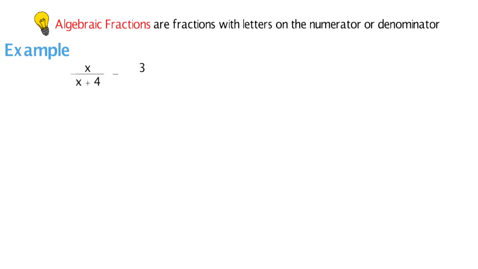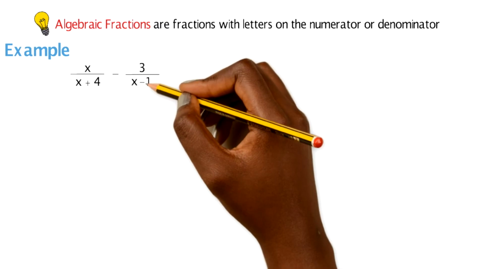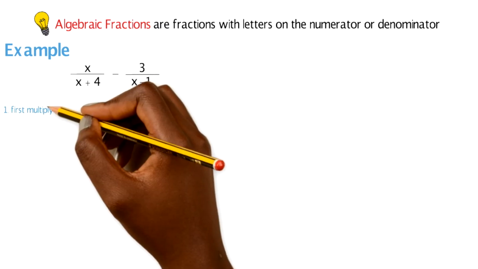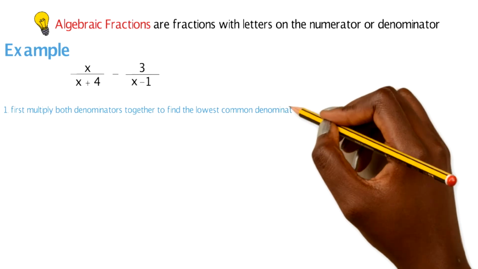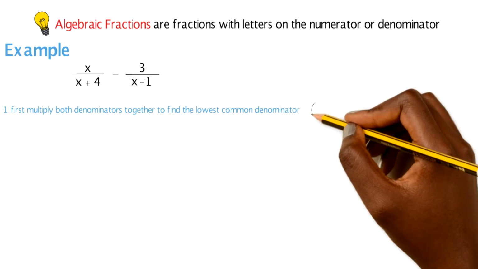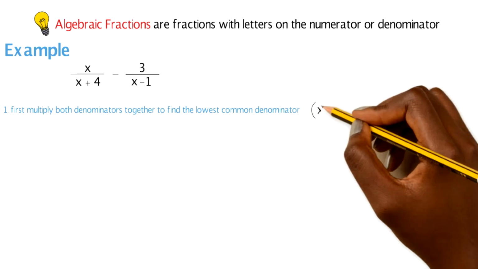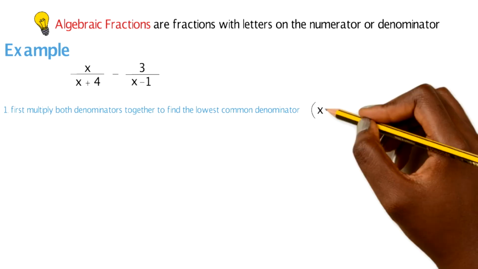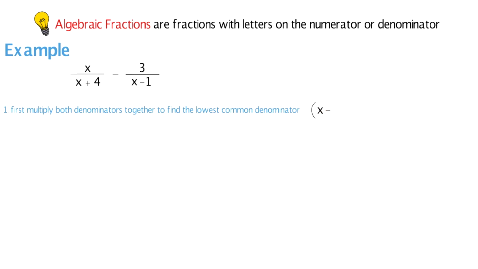So here we've got x over x plus 4, take away 3 over x minus 1. So the first thing that you're going to do is multiply both denominators together to find the lowest common denominator. So you're going to be multiplying the x plus 4 and the x minus 1 together. It doesn't matter which way around that you write it in terms of marks in the exam. Either way, you would get it correct. So x minus 1 multiplied by x plus 4.